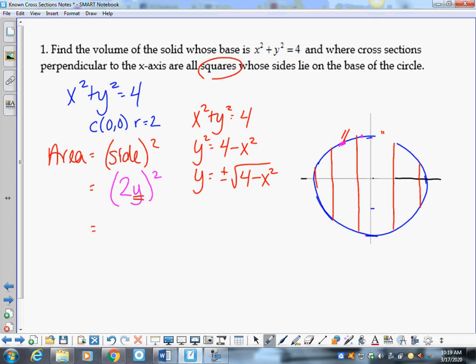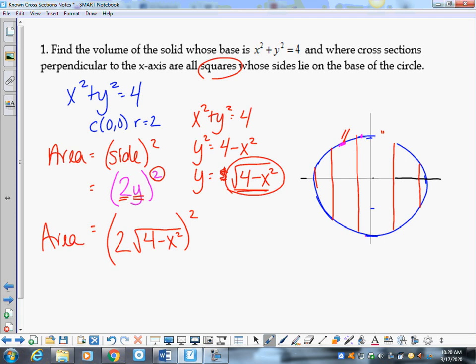So I am now going to plug this in. I'm going to take the plus or minus off because I'm multiplying it by 2. Not because that makes everything positive, but because I'm multiplying this distance by 2. So it is a distance, a positive distance. So 2 times the square root of 4 minus x squared, and then all of that is squared. So there is my area of each individual square in terms of x.